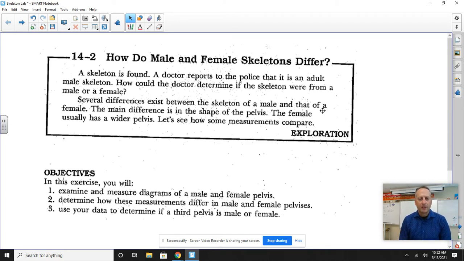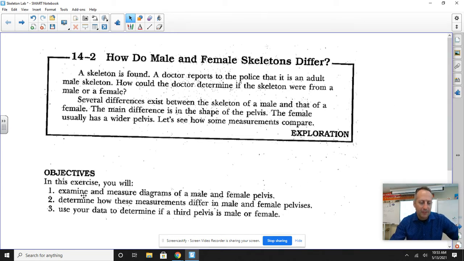A skeleton is found. A doctor reports to the police that it's an adult male skeleton. How could the doctor determine if the skeleton were from a male or female? Well, there are several differences between the skeleton of a male and that of a female. The main difference is the shape of the pelvis. The female has a wider pelvis, obviously, to let the baby out, the birth canal. So let's see how some of the measurements compare.